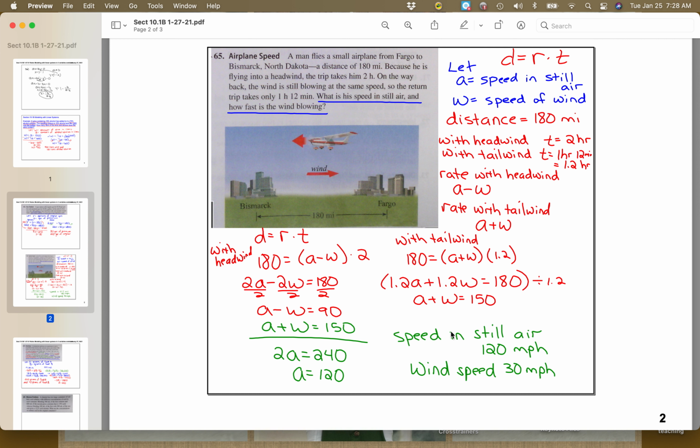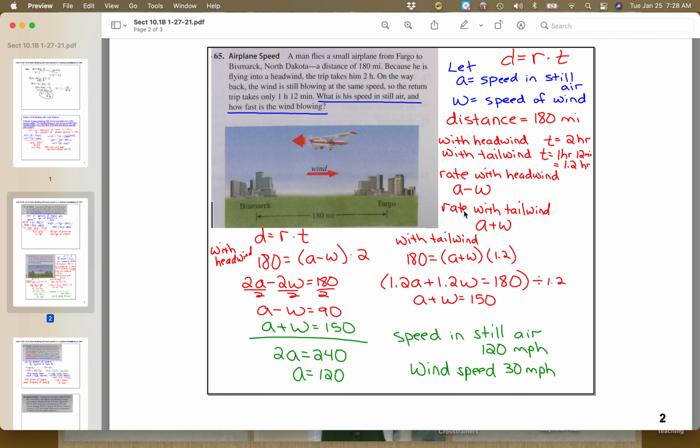So airplane speed. A man flies a small airplane from Fargo to Bismarck, North Dakota, a distance of 180 miles. Because he is flying into a headwind, the trip takes him 2 hours. So with a headwind, the wind is putting a force against him, so it actually takes longer. On the way back, the wind is still blowing at the same speed, so the return trip takes only 1 hour and 12 minutes. So on the return trip, you have a tailwind, so it's actually pushing you along faster.